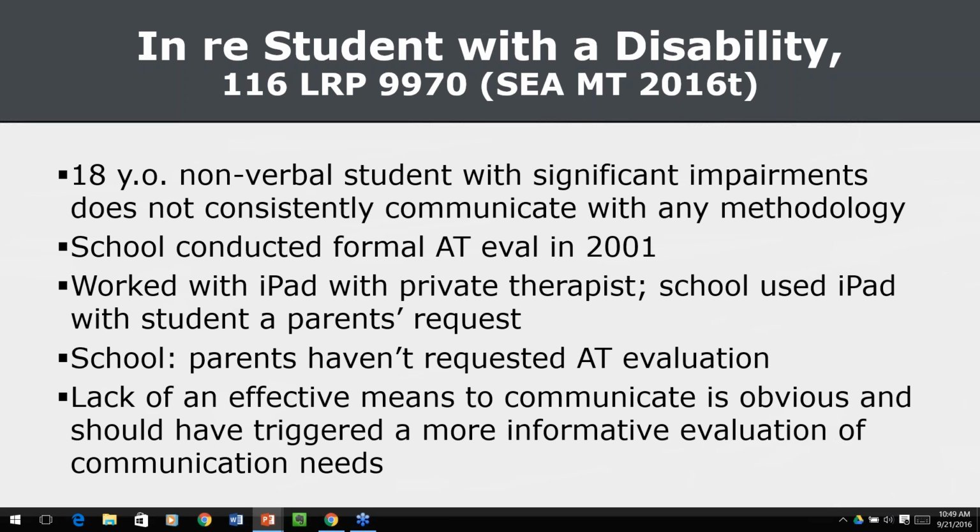And the hearing officer here said, look, you don't have an effective means for this girl to communicate at all. It should be obvious to you that you should be continuing to look for an effective method of communication. That should have triggered a more complete evaluation of this girl's communication needs. And it was especially damaging to the school district that in the hearing the staff reported they didn't have any idea of what to do with the iPad. They didn't know how to work with the girl and the iPad. So the fact that they'd purchased a piece of equipment wasn't sufficient when the staff didn't know how to use it.